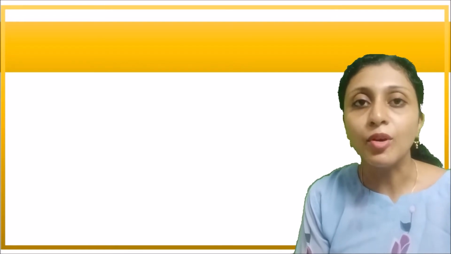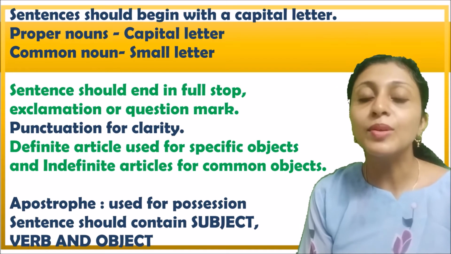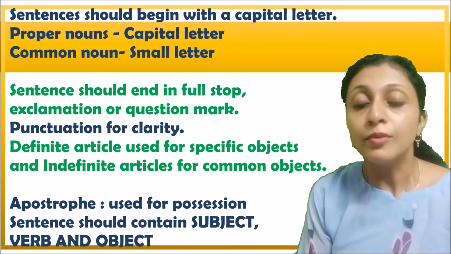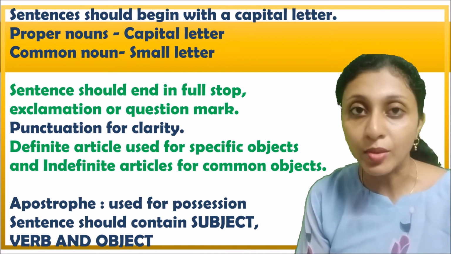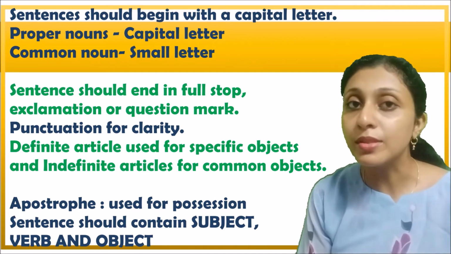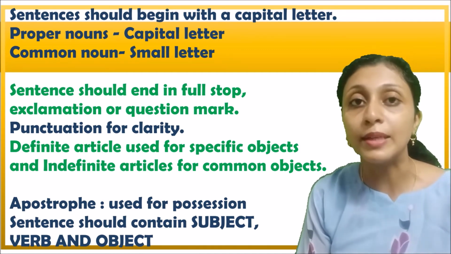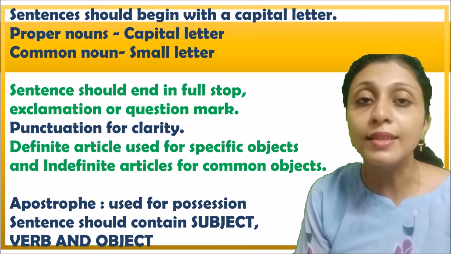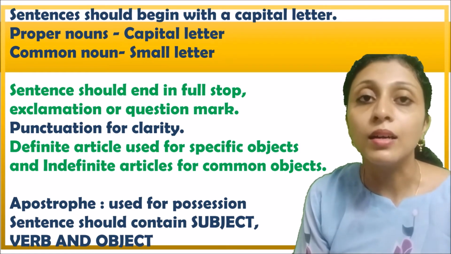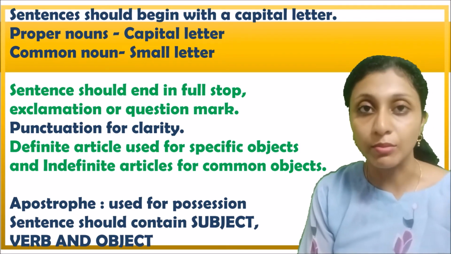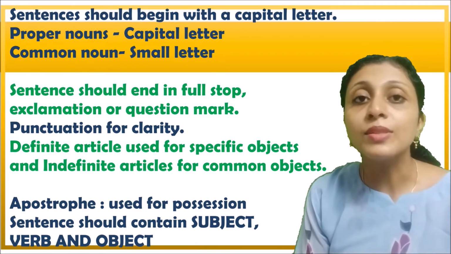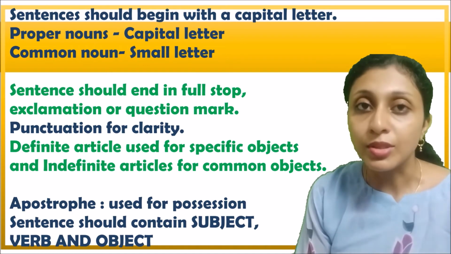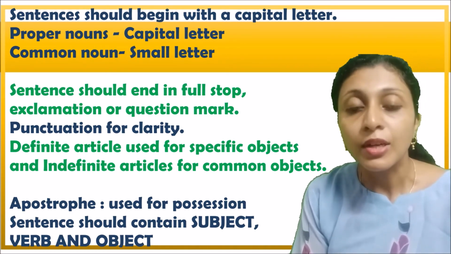Let's have a recap on all these rules. The first rule is that every sentence should start with a capital letter. We use capital letters for proper nouns, and for common nouns we use capital letters only if it is in the beginning of the sentence. The next rule is that all the sentences should either end in a full stop, an exclamation or a question mark. We need to use apostrophes wherever necessary. We use apostrophe mainly to shorten, or to show possession.